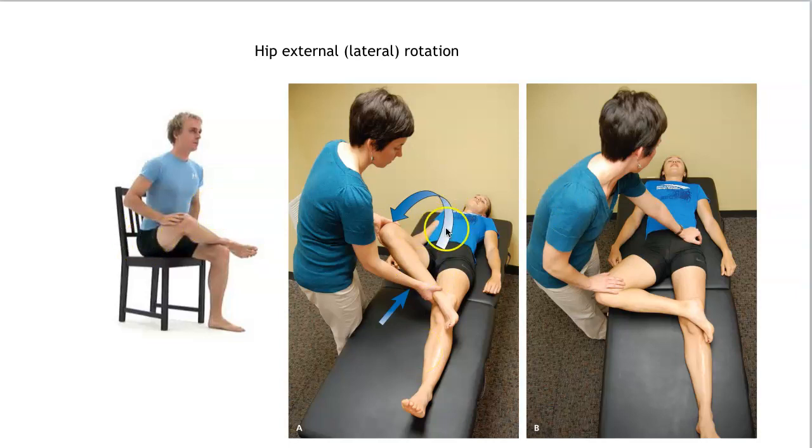Here is the patient in the supine position. Same thing, the external rotation of the hip joint. This is what you see. Kind of looks like this, right? So this is external rotation of that hip.